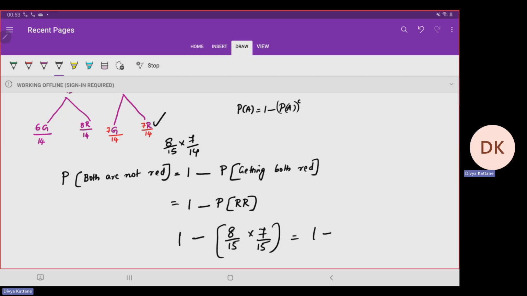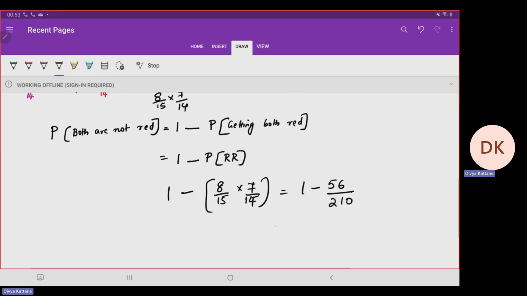So that is 1 minus 56 by 210. So 7 by 14, not 7 by 15. So that becomes 154 by 210. 154 by 210.